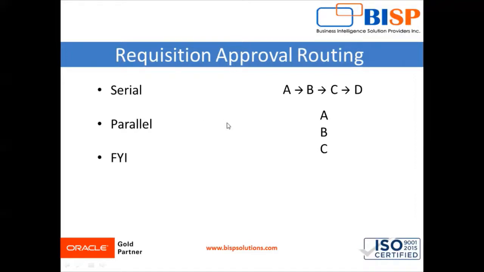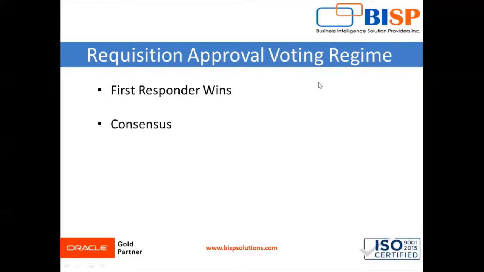Now next is our requisition approval voting resume. The first voting resume is first responder wins. It means that if any user accepts the approval request, our requisition is approved in the application. And next is consensus. It means that all the participants in the approval group should approve the requisition. Let's say in an organization, the first request is accepted by the supervisor, then after that the request is accepted by his supervisor for approval. In this way you can define consensus in your application or system.